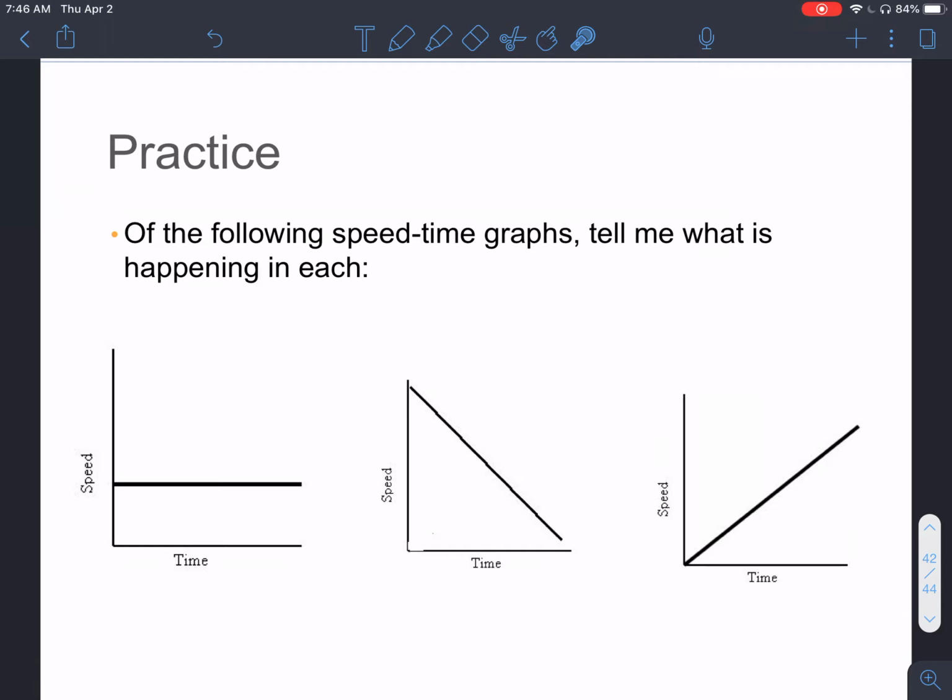All right, first graph, the speed is constant. So the object is traveling, but at a constant speed, maybe 20 meters per second. Second graph, the object is decelerating or has a negative acceleration. And last one, the object is accelerating or has a positive acceleration.